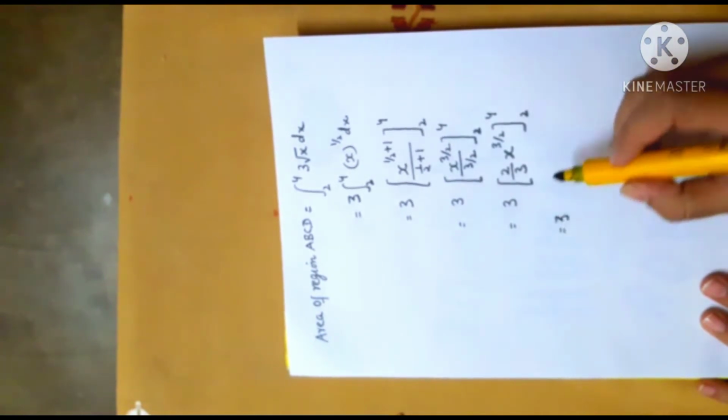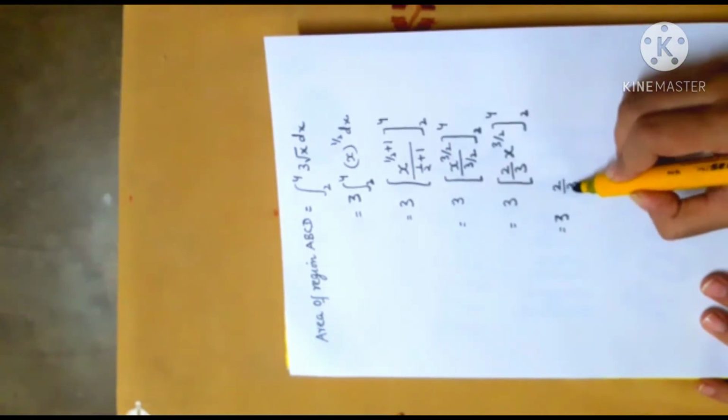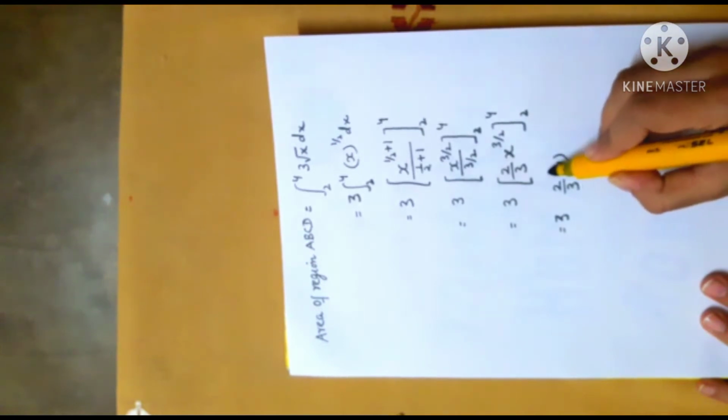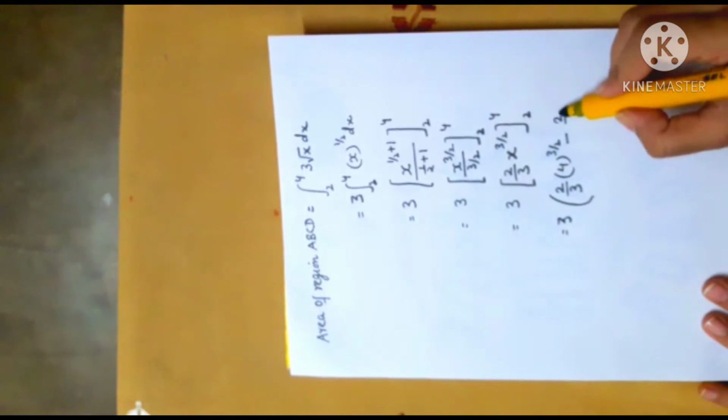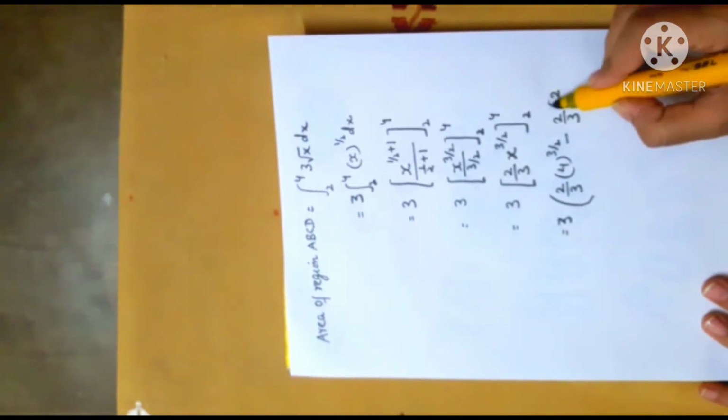So first I'll compute the value at the upper limit. It's 2 by 3, replace x with 4, minus value at the lower limit, replace x with 2.